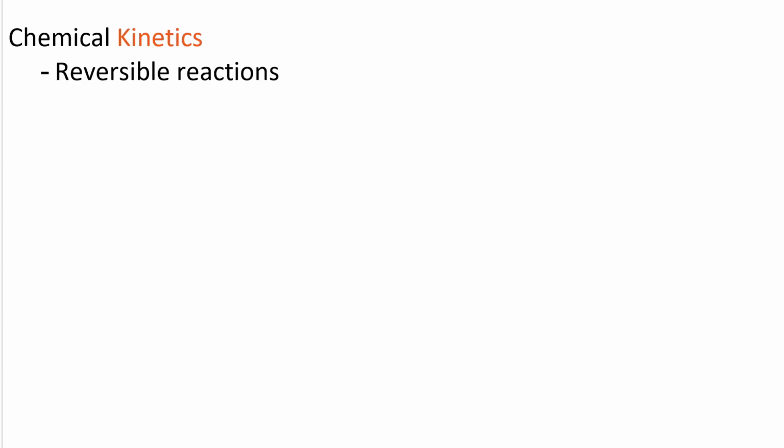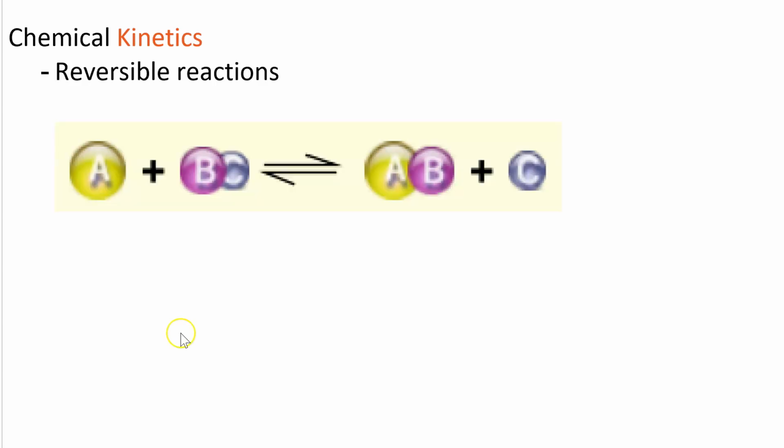Chemical kinetics, reversible reactions. Here is a chemical reaction where in the forward direction, one molecule of A collides with one molecule of BC to create a molecule AB plus atom C. So in the forward direction, we have A plus BC yields AB plus C.